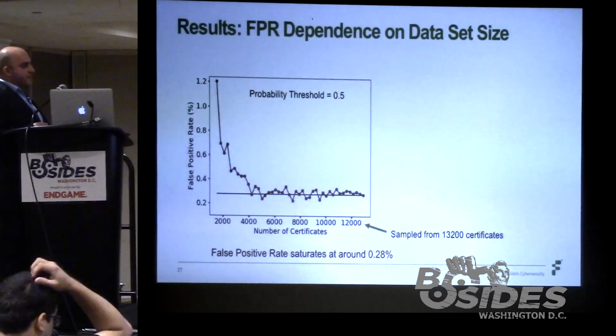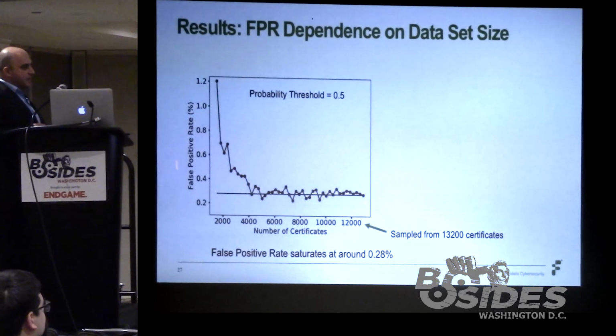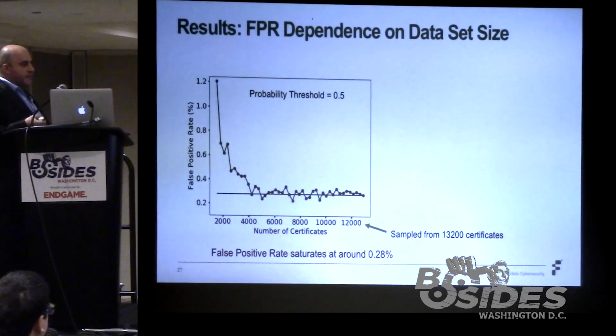Here I'm plotting the false positive rate as a function of the number of certificates in the data set. So these numbers, 2,000, 4,000, etc. We sample them from the big data set, which is 13,000 certs. We sample many times. For each sampling, we do the train-test data split also many times. We calculate the false positive rate, and we calculate the average, and we get this result. And this is a probability threshold of 0.5 that we saw before. In that table, the false positive rate was around 0.3%.